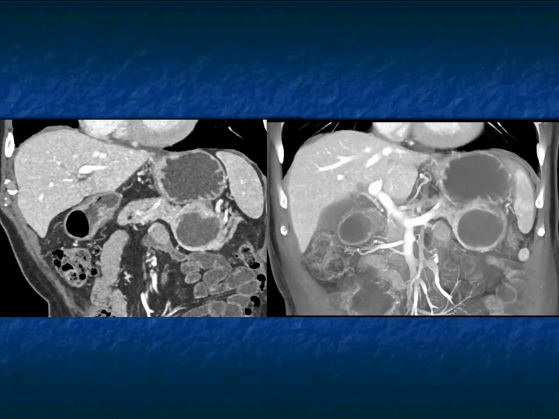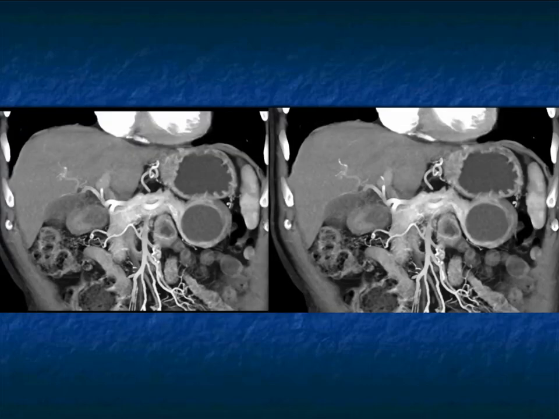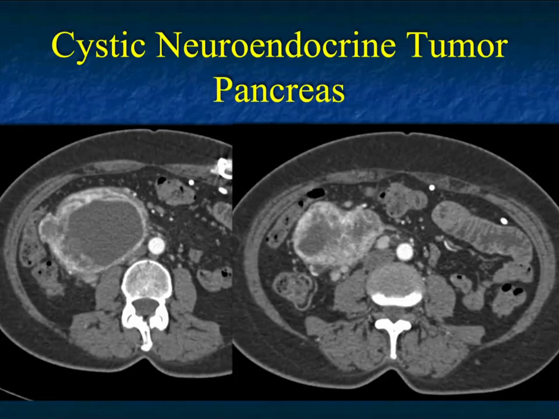Here's just a similar example, almost identical to the case from a few moments ago. But again, thickened wall, nodularity, rim enhancement. Again, this was a neuroendocrine tumor, but thinking about an MCN is probably not the wrong thing as well. Cystic neuroendocrine tumors can be very large.